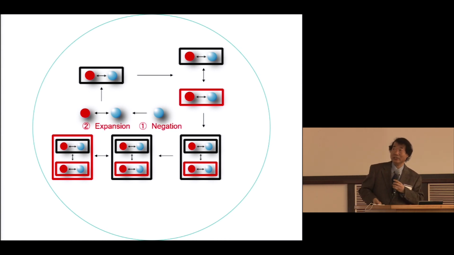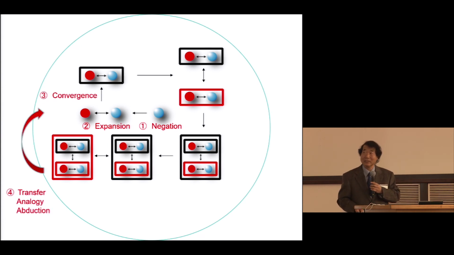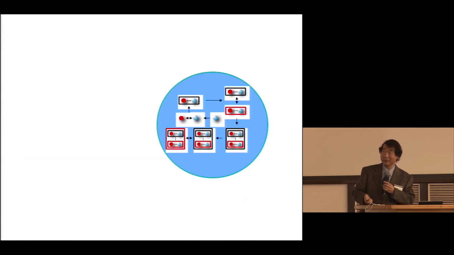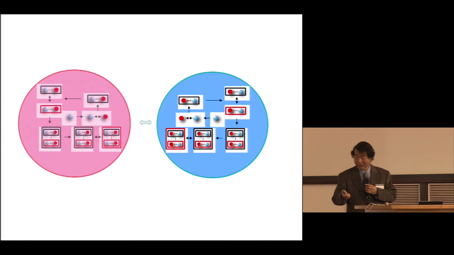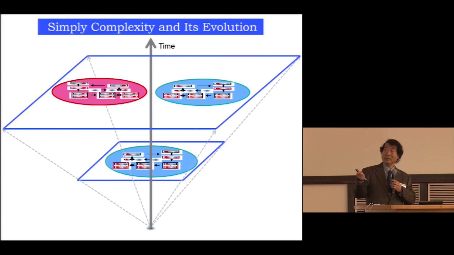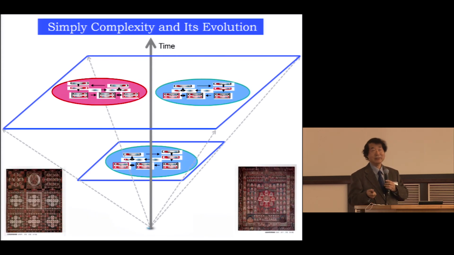We can put negation, expansion, conversion, transfer, and finally, emergence. Emergence means emerging whole. This whole is similar to the original one, but this is not the whole enough. We are missing the other one. This is a kind of right side world. This is the left side world. So starting from a unit, it can be shown like this, just like mandala or fractal structures.